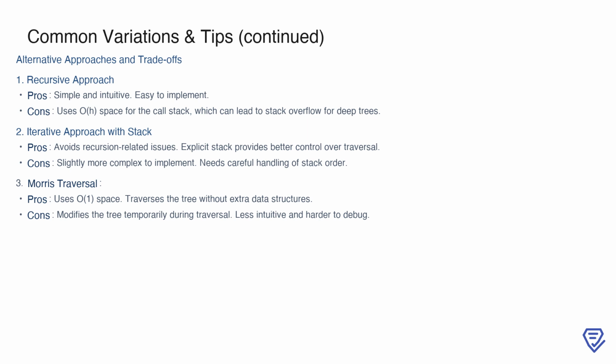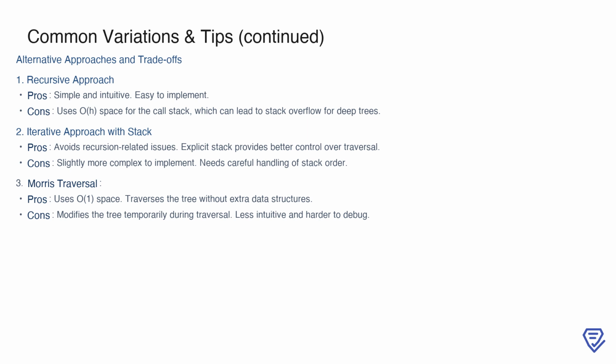It's easy to implement and understand, but it does come with the drawback of using O(H) space for the call stack, which can lead to stack overflow in cases of very deep trees. The iterative approach, on the other hand, avoids recursion-related issues by using an explicit stack. This provides more control over the traversal process, but it can be slightly more complex to implement and requires careful attention to the order in which nodes are pushed and popped from the stack.